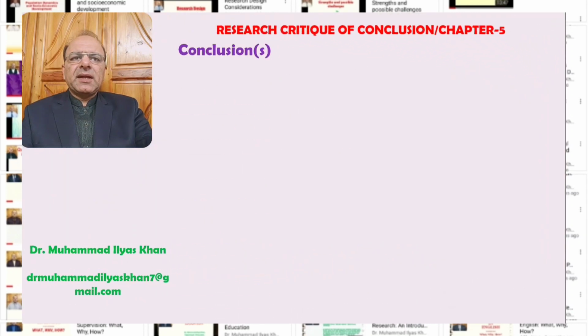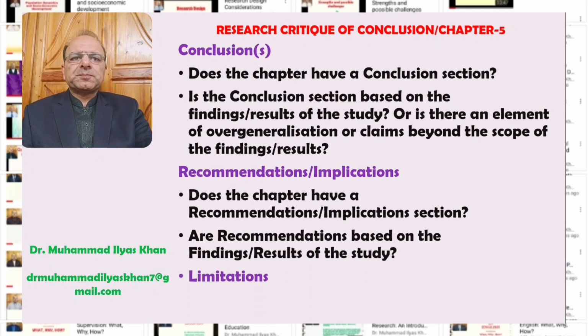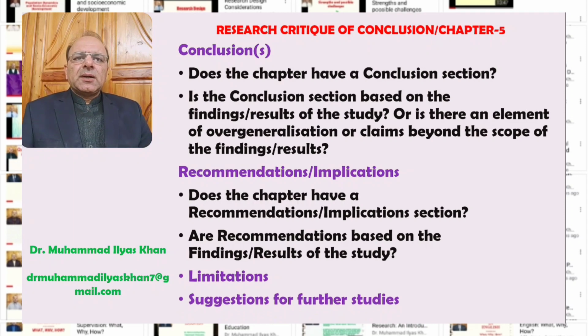And then the next section is the conclusion section. So here the research critique will ask questions such as, does the chapter have a conclusion? So first of all, does the chapter have a conclusion section, which is very important in Chapter 5 generally, and that is actually towards the end of the research thesis. And also, is the conclusion section based on the findings or results of the study? Or is there an element of overgeneralization or claims beyond the scope of the findings and results?